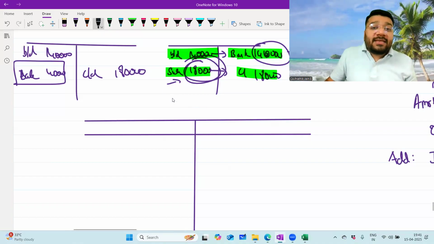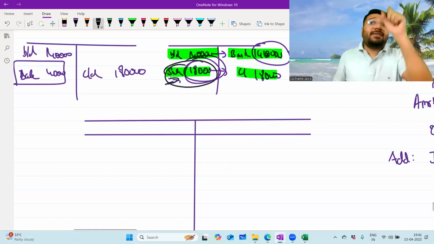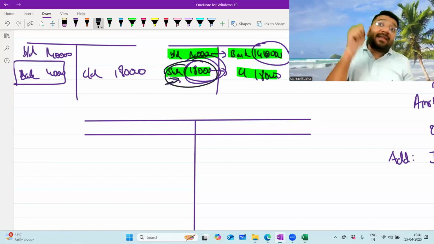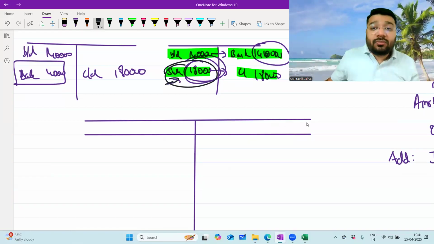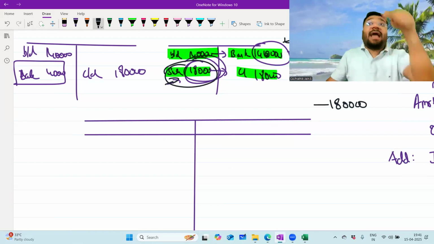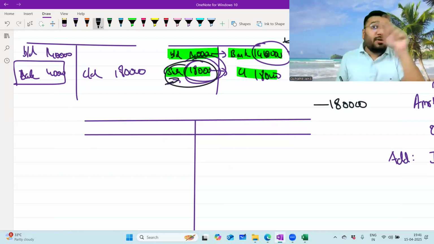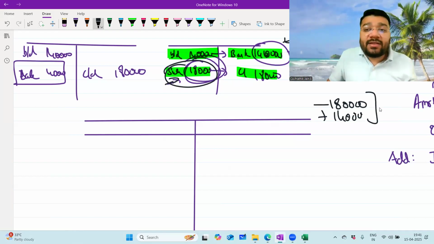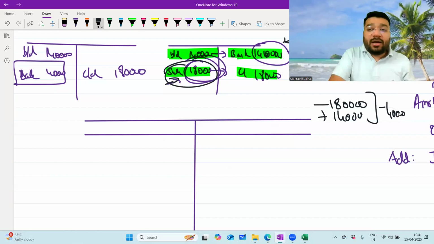Now, this is income earned, money not received. There is no cash inflow, but still it is there in the net profit. To remove, what am I supposed to do? Minus 180. And this 140 is money received, cash inflow. Is it there in the net profit? No. To add, what am I supposed to do? Add 140. So what is the net difference? Minus 40 is what I am subtracting here.